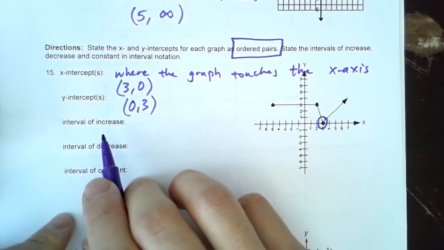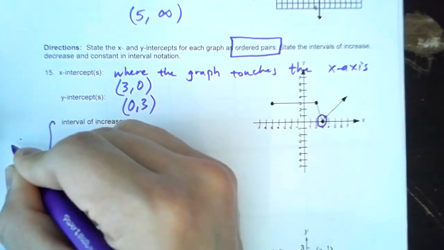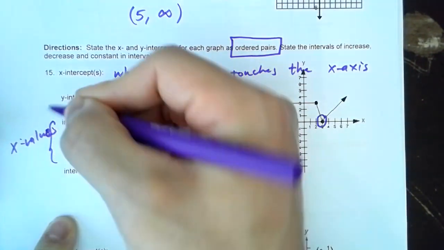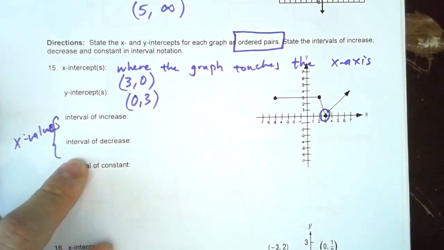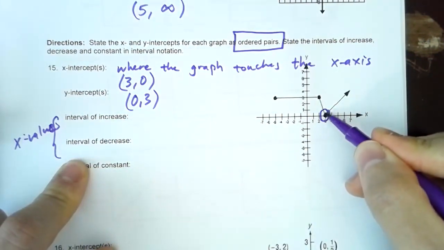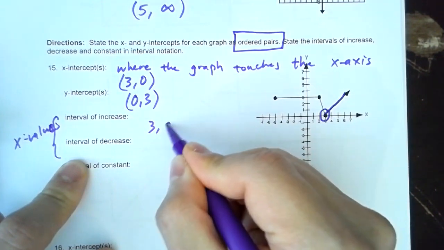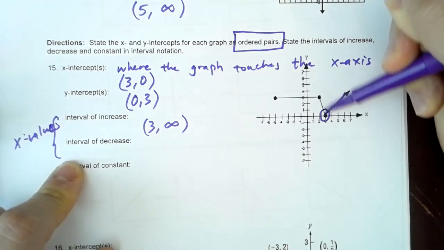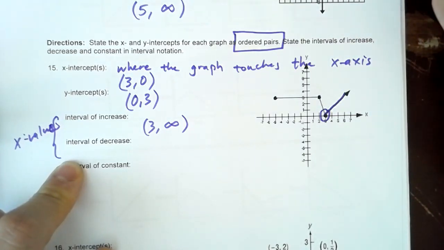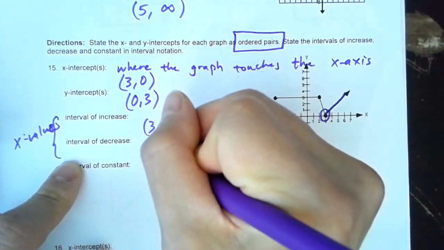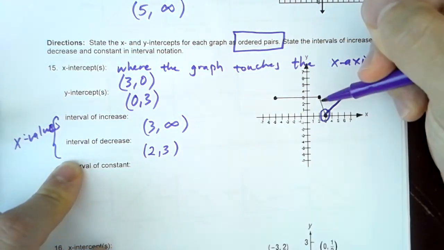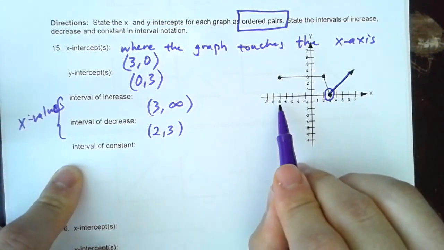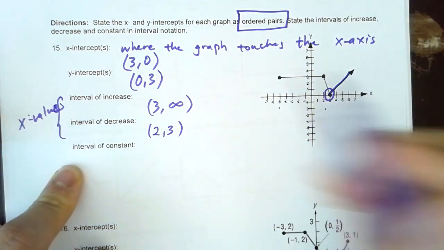Intervals of increase, remember, intervals always deal with x values, right? So these are always your x values. And you know that intervals of increase will be from here. We can see it from 3 to infinity. Your interval of decrease is only from 2 to 3. That's where you're decreasing. And then your interval of constant is from -5 all the way to 2.